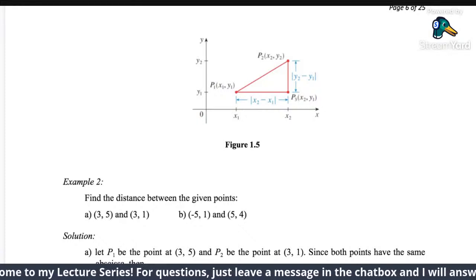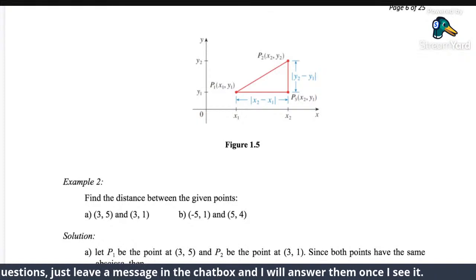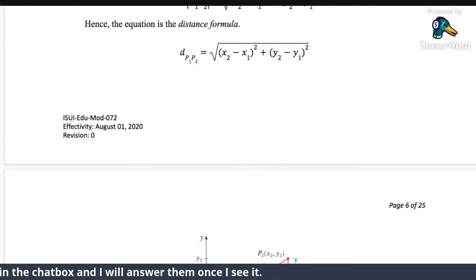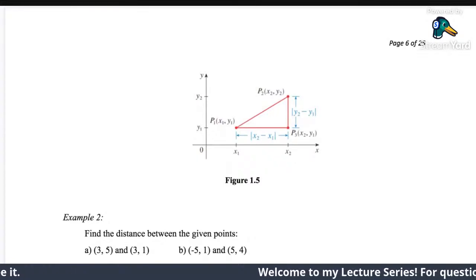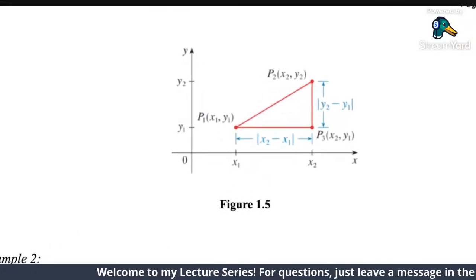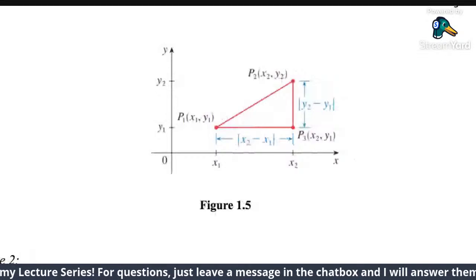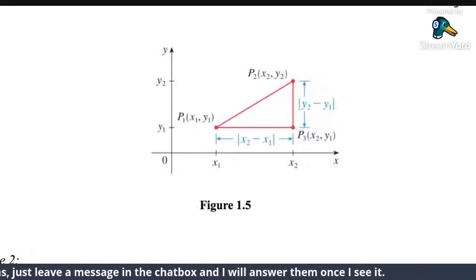Take note, we're talking about the distance formula here, so we can make use of the right triangle to derive the distance formula. So let's assign values. Let's say we have a point 1 here, having the coordinates x sub 1 and y sub 1. Point 2, the coordinates are x sub 2 and y sub 2.